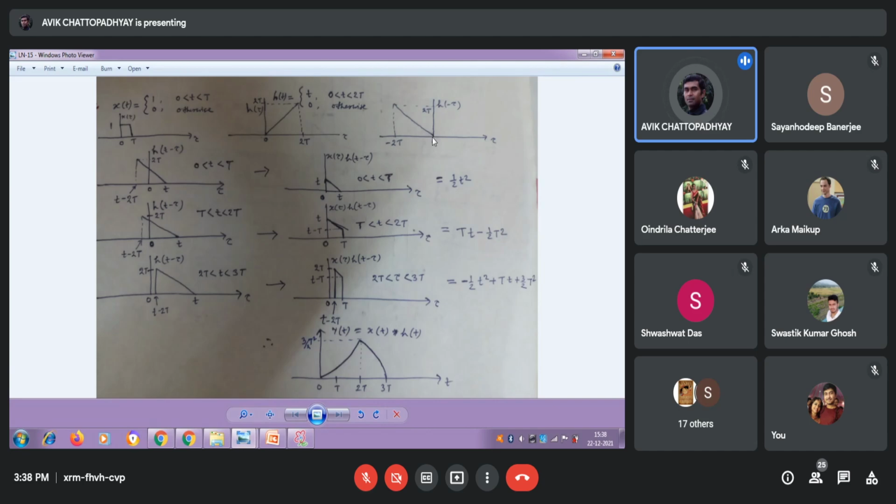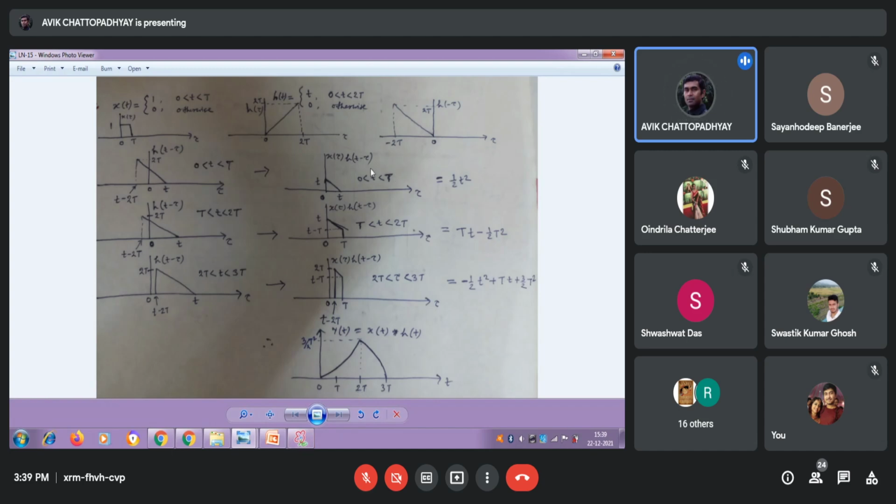Why is it 0? Because after flipping, whatever common region you are getting is fine. But if you slide it to the left a little bit, your common portion will vanish. You will not get any overlap. So that means the range will be from 0 to 3T, and that can be known another way also. For one signal the lower limit is 0, for the other the lower limit is 0, so 0 plus 0 is 0, and the upper limit is 2T plus T, 3T. So the range we know before doing the operation.